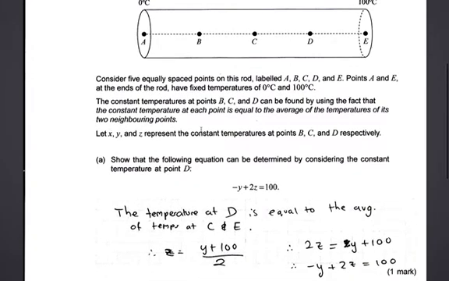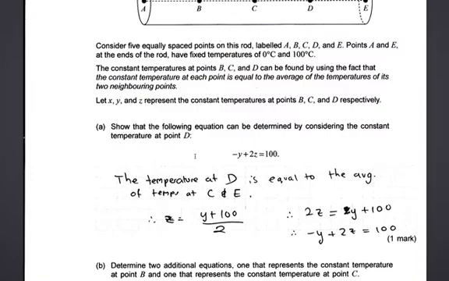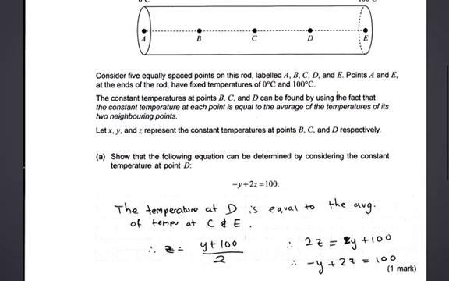So let x, y, and z represent the constant temperature at the points B, C, and D respectively. So for 1 mark, nice and simple way to start off this system of linear equations, we need to show that the following equation can be determined by considering the constant temperature at point D. So we're looking at the temperature at D, and it's equal to the average of the temperatures at C and E. We remember that from this fact here, this important bit in italics. It's always very important to read the question, because that's going to be a key piece of information.